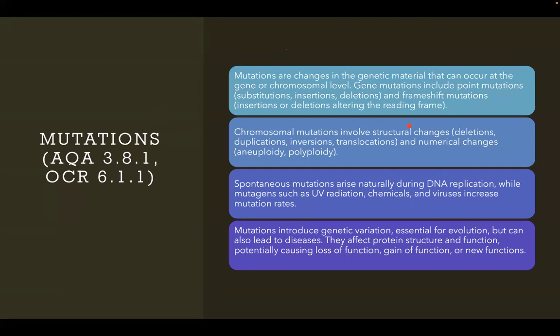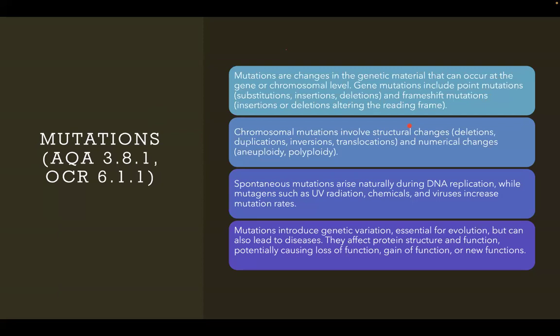And now I'm going to move into mutations, which is basically directly linked to inheritance. Mutations can be inherited and change things and lead to speciation, actually. So it's good to look at what kind of mutations occur and what they are. Mutations are changes in the genetic material that can occur at the gene or chromosomal level.